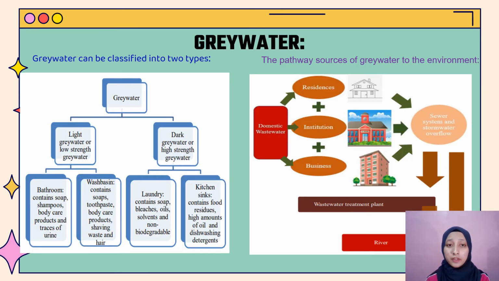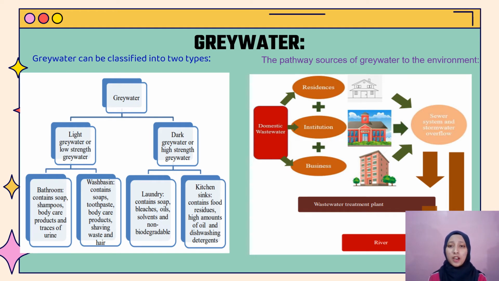First is about grey water. Grey water can be classified into two types, which is light grey water and dark grey water. Light grey water is also known as low-strength grey water, while dark grey water is known as high-strength grey water. Bathroom and wash basin wastewater are the sources of light grey water, while laundries and kitchen sinks wastewater are sources for dark grey water. Next, about the pathway sources of grey water to the environment.